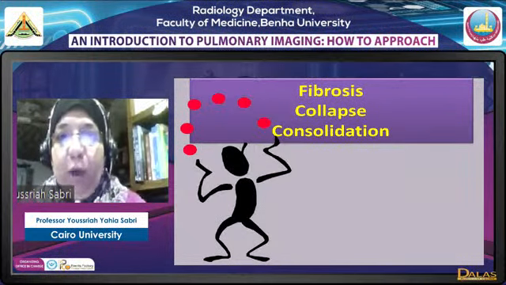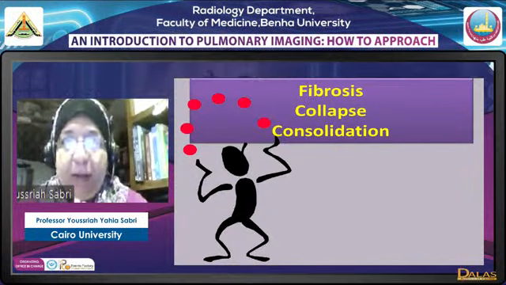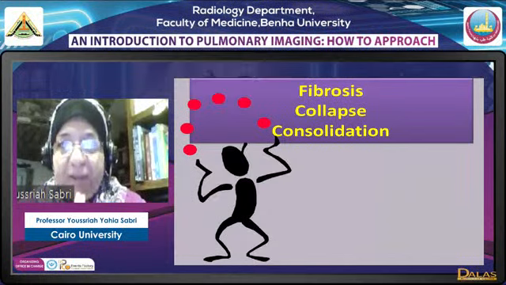To shift now, we have finished with well-defined lesions. We will shift to opacities that are patchy, that are ill-defined. Now we were dealing with fibrosis, collapse, and consolidation.